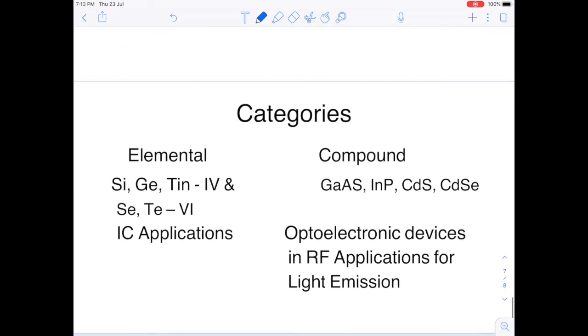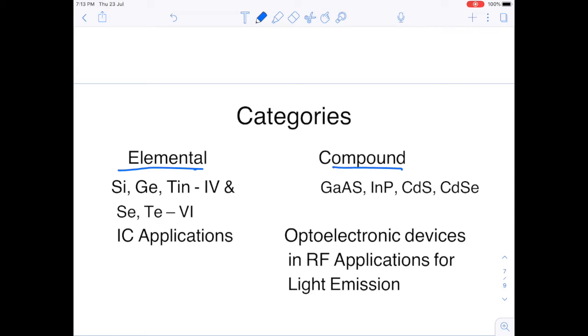Now, there are two different categories: one is elemental, another one is compound. Elemental semiconductors are examples like silicon, germanium, and tin, which are 4th group elements, and selenium and tellurium, which are 6th group elements. Compound semiconductors, compound means a combination of two or more different elements. Examples are gallium arsenide, indium phosphide, cadmium sulfide, cadmium selenide, etc. These are most widely used for integrated chip IC applications, and for light emission, like the light emitting diode, which you must be knowing.